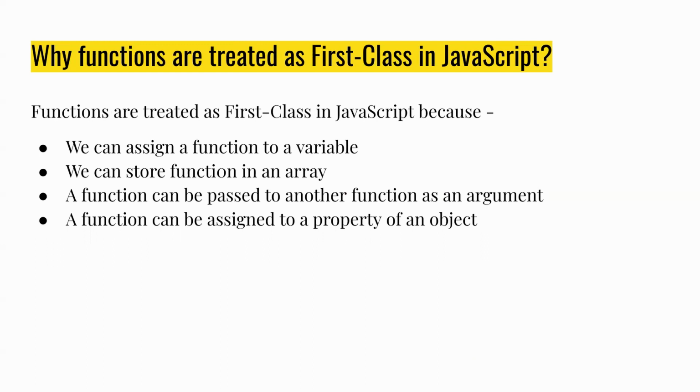Okay, this is another important topic. Why are functions treated as first class in JavaScript? There are reasons for that, and the reasons are mentioned in the slide. The reason is that we can assign a function to a variable. We can store functions in an array. A function can be passed to another function as an argument, and a function can be assigned to a property of an object. Don't worry, we'll see an example of each of these categories.